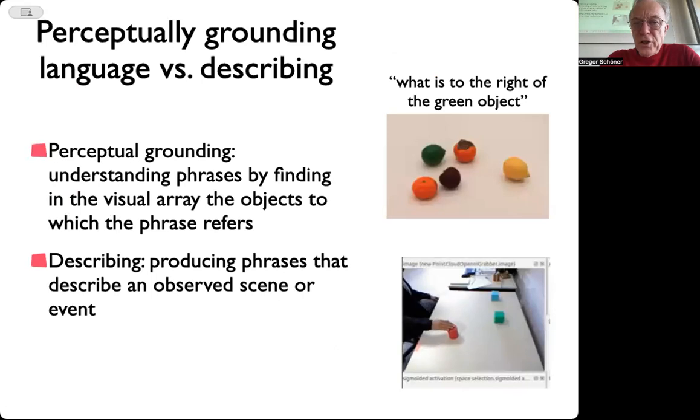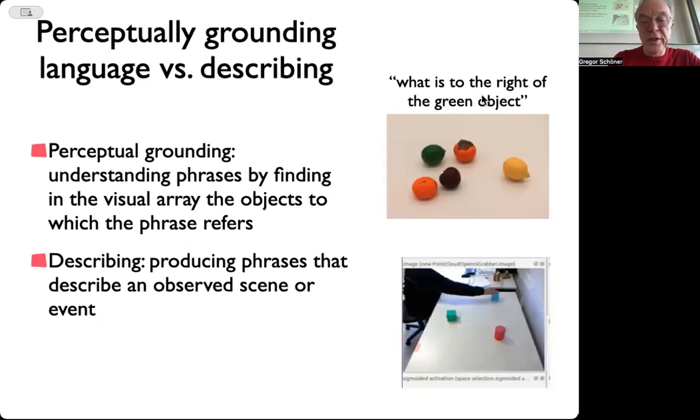Before I go there, another two words I have to characterize. There are two directions of this. One would be if you hear a sentence, what is to the right of the green object, for instance, that might be here, I don't know actually what that is, some reddish fruit, that you then direct attention to the object, and that's what I'm talking about, perceptual grounding. The other thing would be if you see an event or a scene, how do you describe it? How do you produce a conceptual representation? We call this a conceptual representation. We use this phrase here. How do you generate a phrase like that?